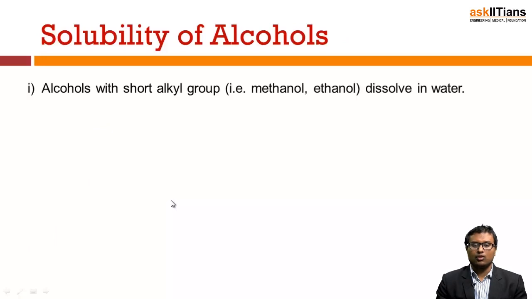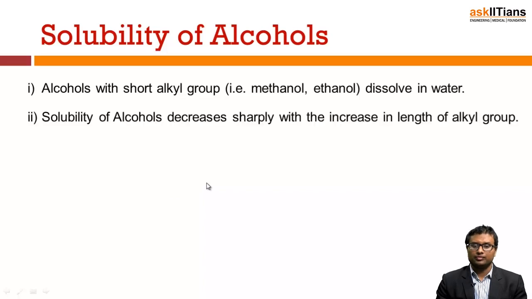Solubility of alcohols. Alcohols with a short alkyl group dissolve in water. Solubility of alcohols decreases sharply with the increase in the length of the alkyl group. The logic is again the same. If the length is increased, what is happening? Its ability to form hydrogen bonds decreases, right? If the surface area increases, the ability to form hydrogen bonds decreases, and it affects the solubility.